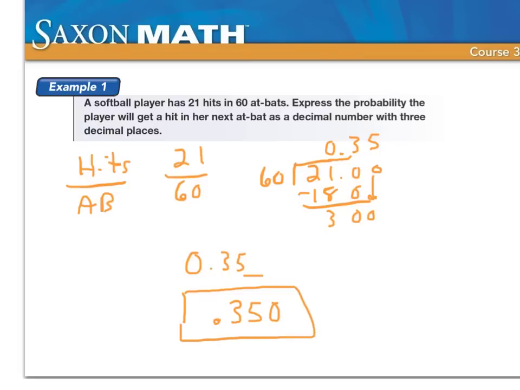This is what would be called her batting average. So her batting average is 350. That's a really good batting average for a baseball player or a softball player. The reason why we want to write our probability like this is because that's how it's customary to write batting averages, or the chance that she'll get a hit on her next at-bat. Alright, let's go on to another example.